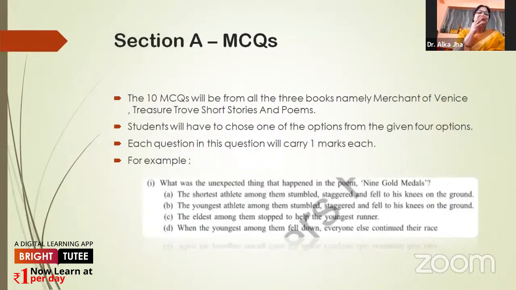My dear friends, please, some children need to be told over and over again. This is what my experience tells me. 10 MCQs will be from all the 3 textbooks, that is Merchant of Venice, the short stories and the poems. All 3 books, please. Many a time they have this feeling that they will get it only from drama.